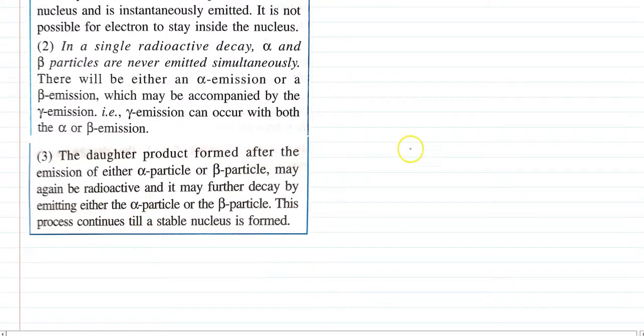Another point is that the daughter product formed after the emission of either an alpha or beta particle may again be radioactive. Suppose one nucleus first emits an alpha particle and converts into another nucleus, and if this daughter nucleus is radioactive, then it again emits either an alpha or beta particle. This process continues until a stable nucleus forms.